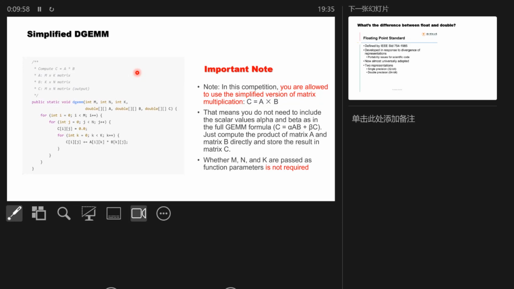Now, since the GEMM API is too complicated, in this competition we only require you to use this simplified HGEMM. That is, for example, you only calculate C equals A times B. You don't need to calculate alpha and beta and other things. You only calculate this one. And the source code will look like this. For anything that belongs to M, anything that belongs to N, that is C_ij, any element of the result matrix equals a_ik times b_kj.